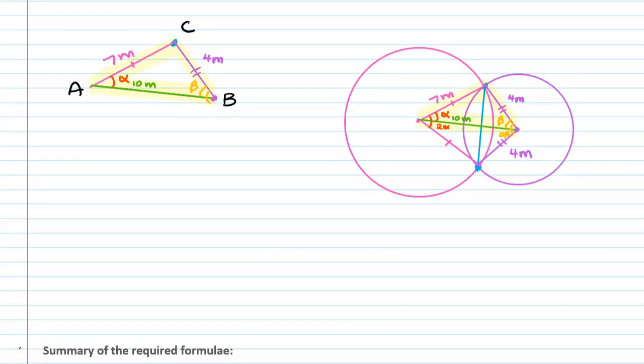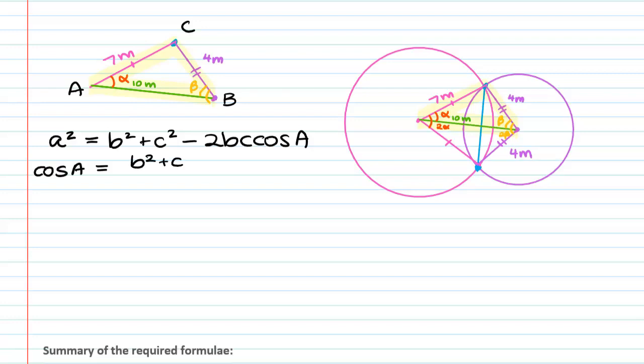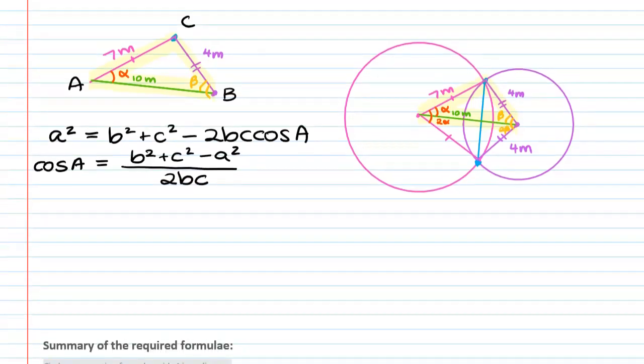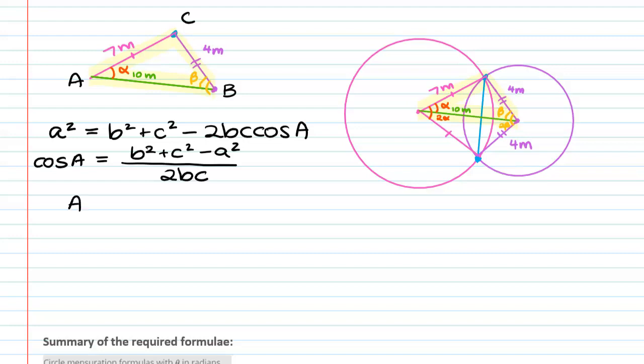I've just labelled the vertices A, B and C here for when we use our cosine rule. If we're interested in finding angle A, which we've called alpha, we didn't really have to call it alpha, I just really wanted to use a Greek letter. We would need to use the version of the cosine rule that starts with a squared equals b squared plus c squared minus 2bc cos A. And we're going to rearrange this to get cos A as the subject. So hopefully you can see that would be b squared plus c squared minus a squared on 2bc. So this means that A will be the inverse cosine of this.